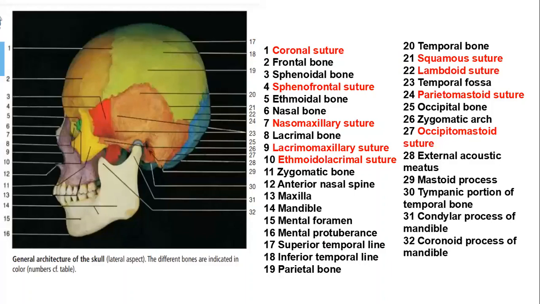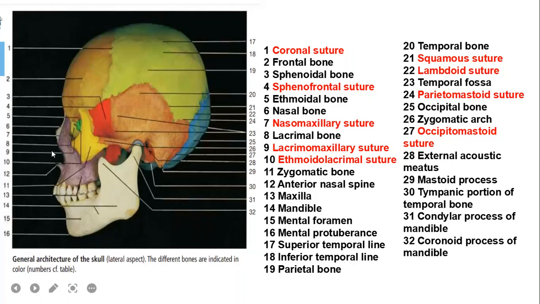We have the sutures here, as this image of the architecture of the skull is illustrated by the lateral view. Then we have the first part, the coronal suture, which is right here joining the bones of the frontal and the parietal. Then we have another suture labeled 4, which is the sphenofrontal suture, the suture between the frontal and the sphenoid bone. Then we have the part labeled 7, which is the nasomaxillary suture.